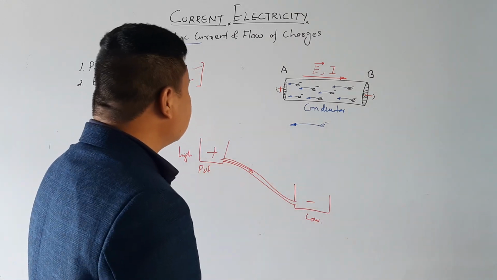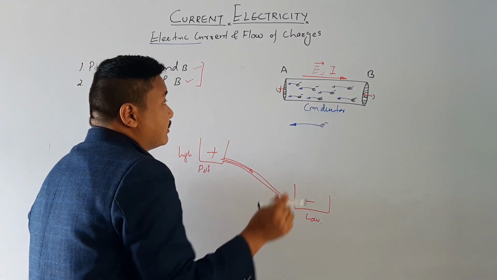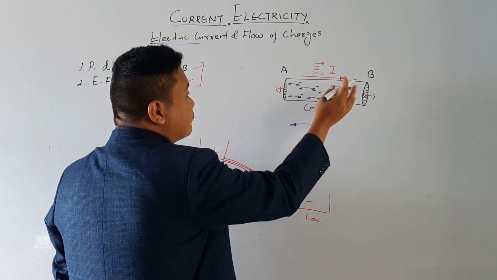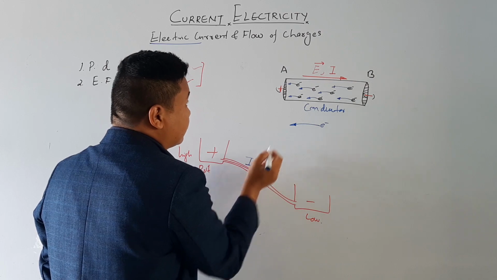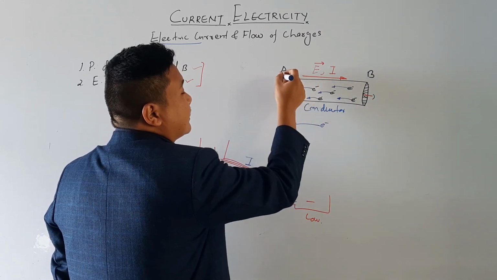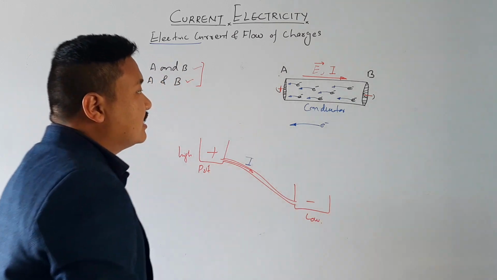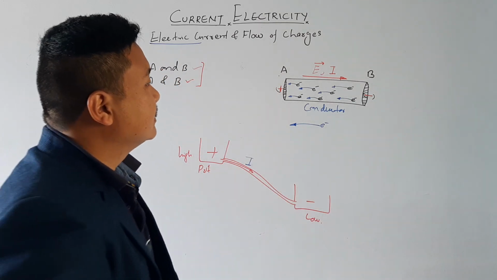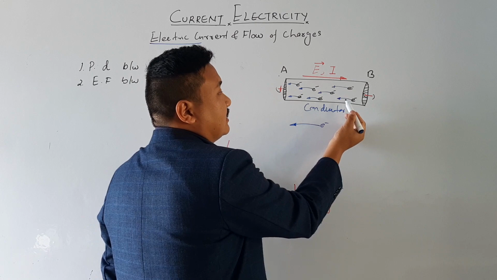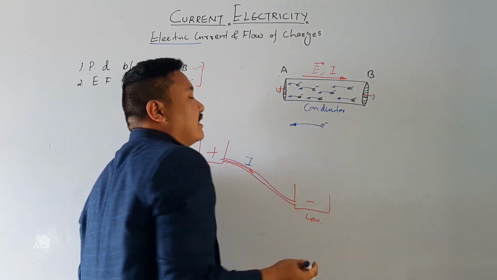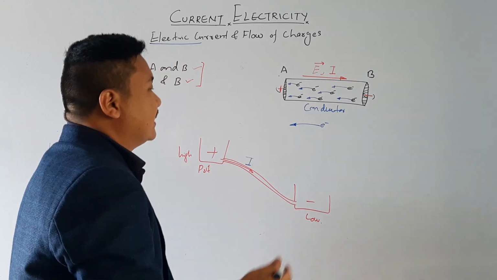Now if I consider another thing, the current is flowing from A to B, that is, this is at high potential and this is at low potential. But at the same time, the electric current is in this direction, but the charges are in this direction. Why? Because of the electric field.